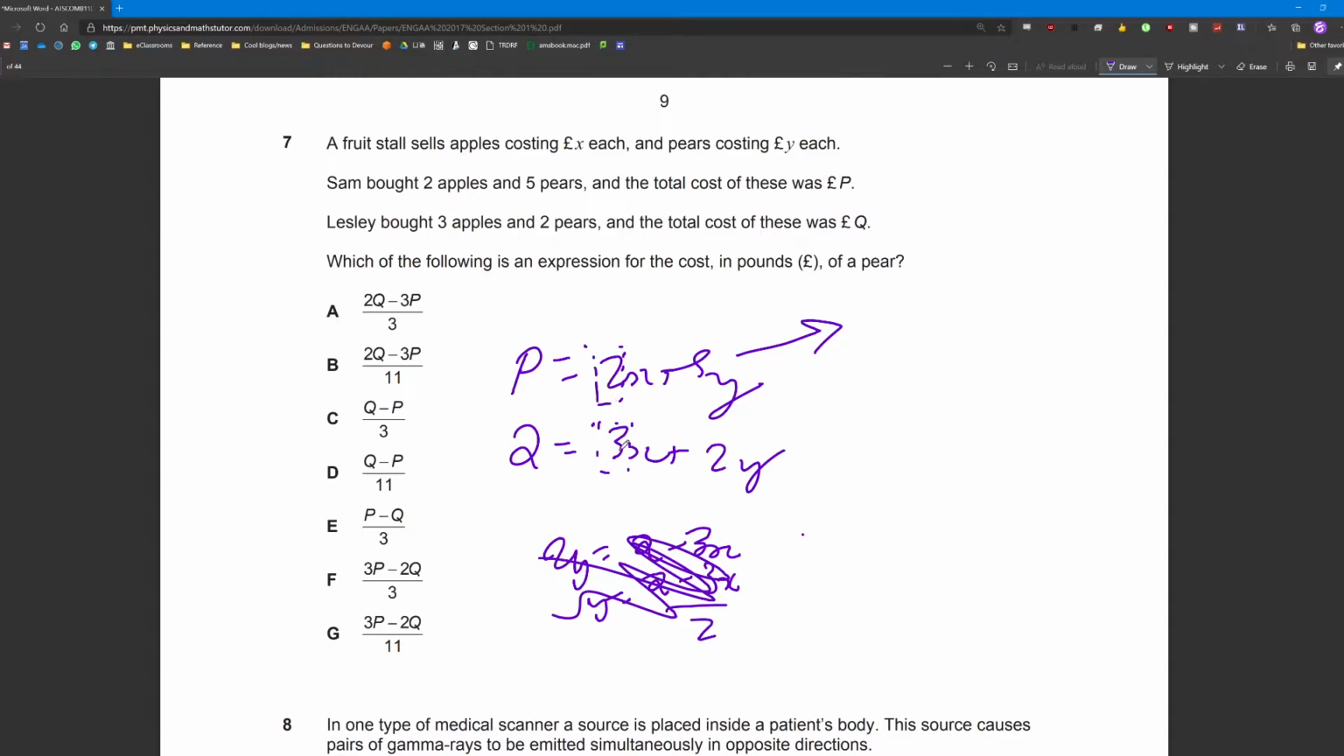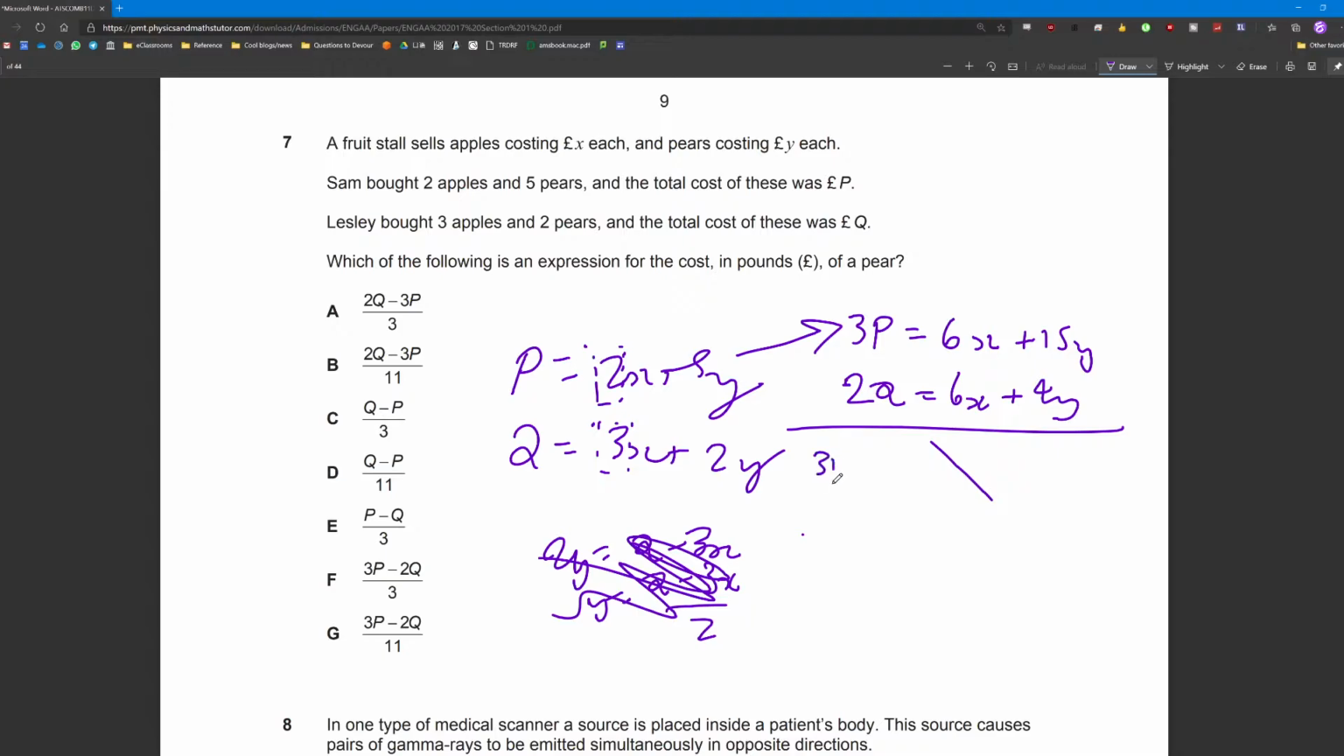And essentially you want to get both of these to their least common multiple, so you can subtract the second equation from the first equation and just get something times y left over, and then a thing in terms of p and q on this side. So multiplying by 3, we get 3p is equal to 6x plus 15y, and multiplying the second one by 2, we get 2q is equal to 6x plus 4y. Subtracting the 2, the x term is eliminated. You have 3p minus 2q is equal to 11y.